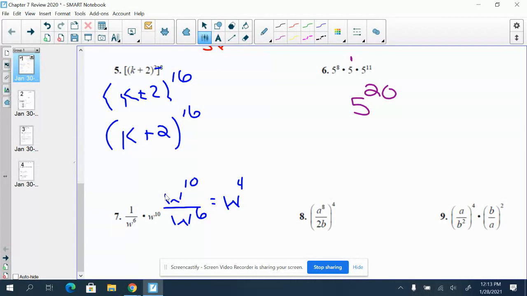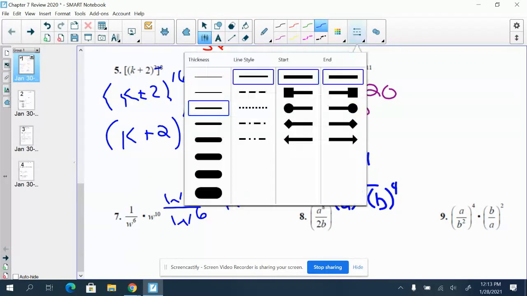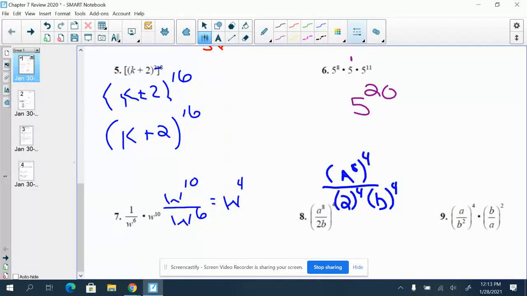So for number 8, what I like to do with these is kind of break them up a little bit. So you actually have 8a to the 8th to the 4th power on top, 2 to the 4th, and then b to the 4th on the bottom. So what you're doing, take 8 times 4, you get 32. 2 to the 4th power is 16. And b to the 4th is just written as b to the 4th. So there's your answer there.